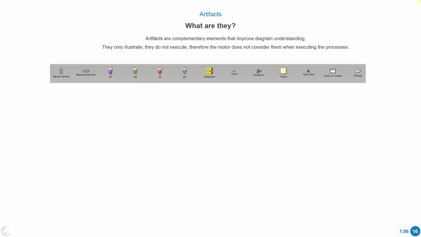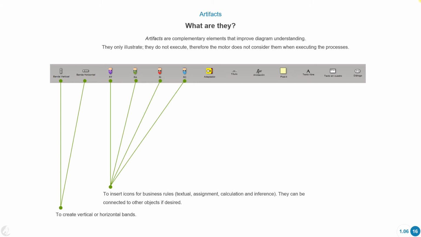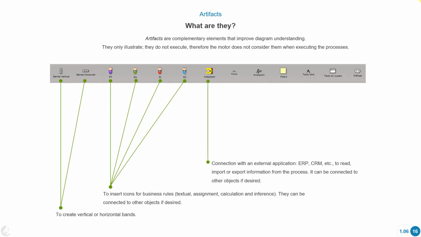So here we've got vertical bands, horizontal bands, roles, adapters, titles, nodes, okay? So we can create all kinds of bands, vertical, horizontal. We can color them in. We can insert different icons for business rules, for adapters. That would just give us a graphical representation on the diagram of a certain point in which a connection is taking place. Okay, but it's not necessary. All of this is optional.